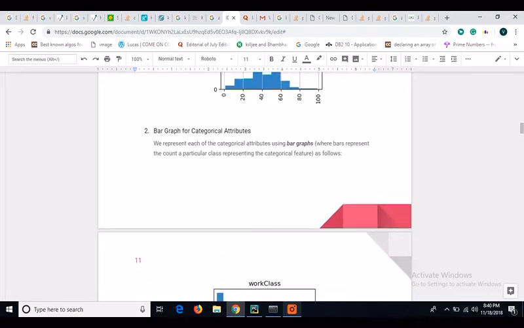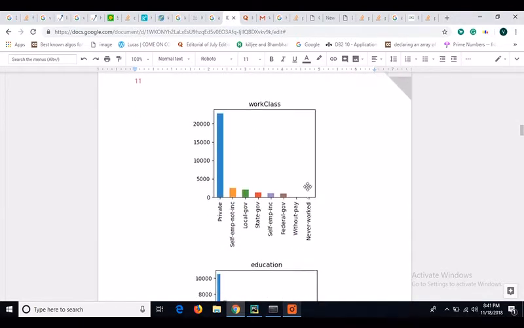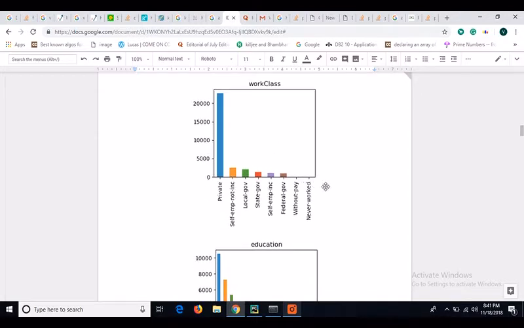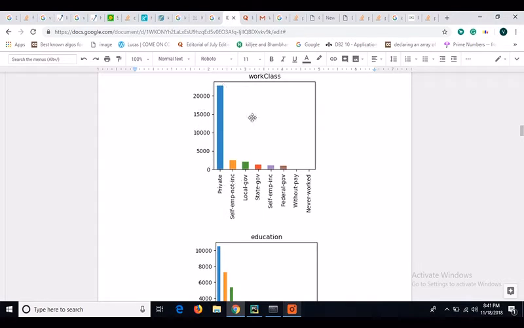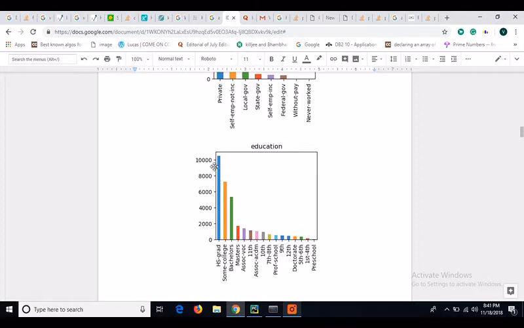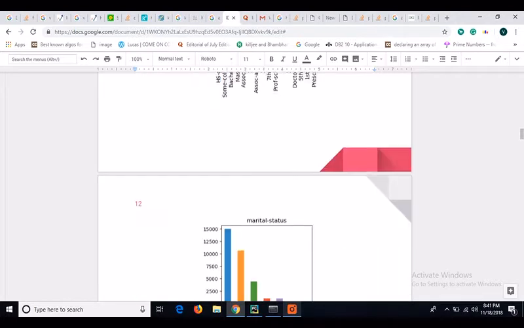Now we'll look at the categorical attributes using bar graphs. Bar graphs represent the count of a particular category or label. Therefore, bar graphs will be able to represent our categorical data better than histograms. There are 8 categorical attributes, and for each of them we have plotted a bar graph. This is for work class, which has a high number of private instances. Education seems to be an ordinal distribution, since there is an order among the different categories of education.